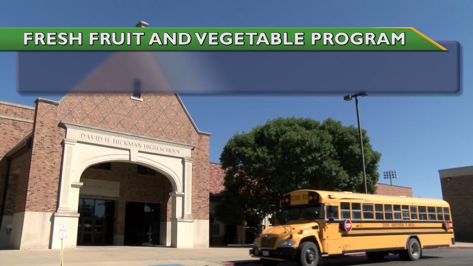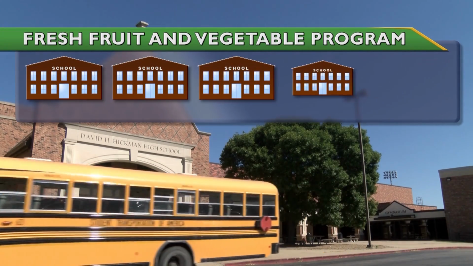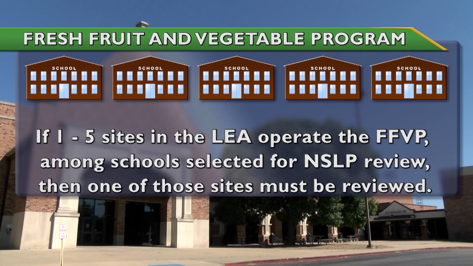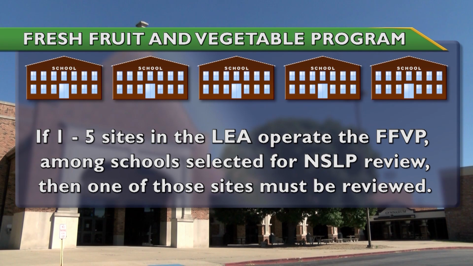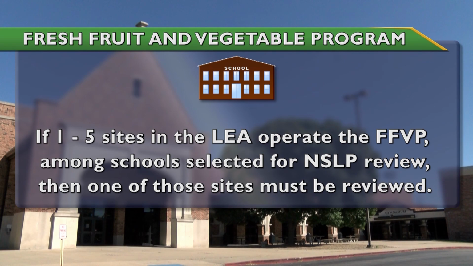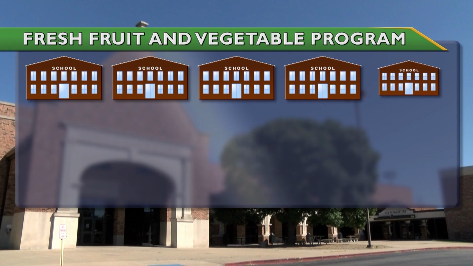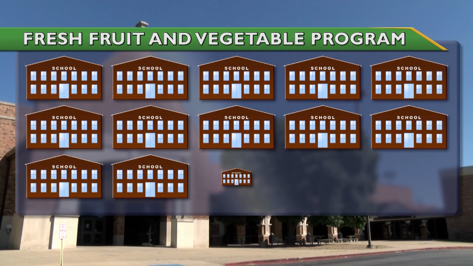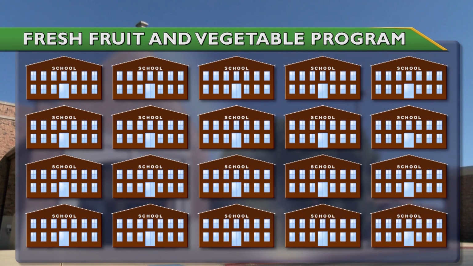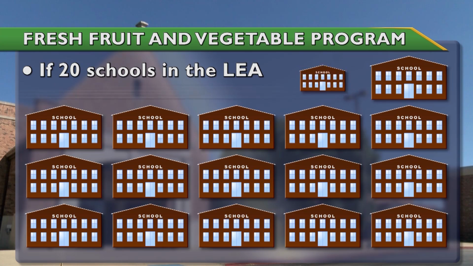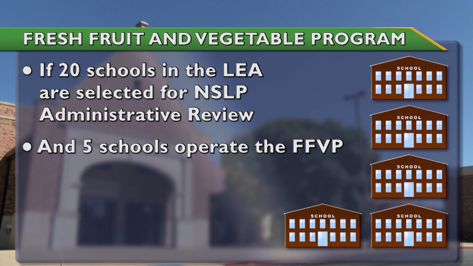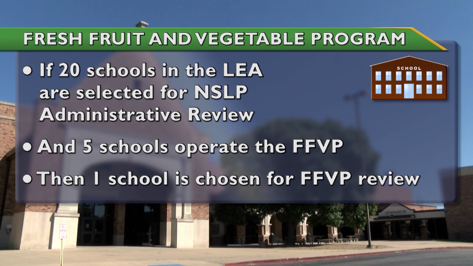If, within the LEA, there are 1 to 5 sites operating the Fresh Fruit and Vegetable Program, among the schools selected for a National School Lunch Program administrative review, then one of the sites operating the FFVP must be reviewed. For example, if 20 schools within the LEA are selected for a National School Lunch Program administrative review, and 5 of them also operate the FFVP, then one of those 5 will be chosen for FFVP review.